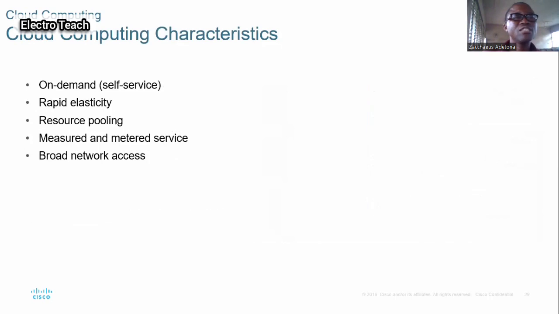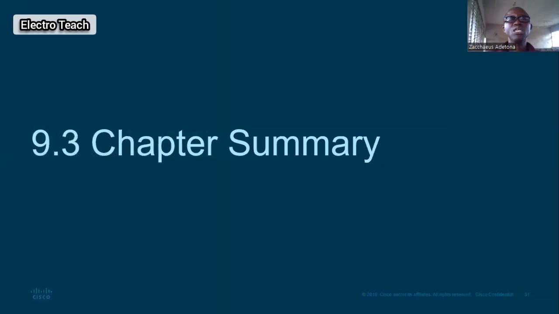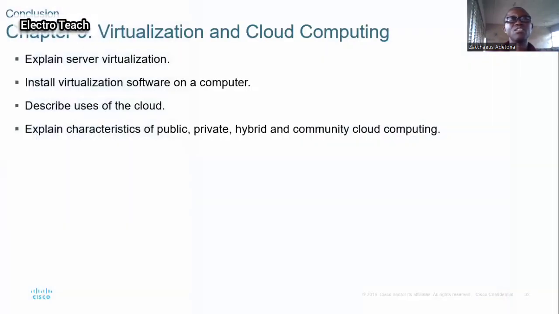We have 5 characteristics of cloud computing. One, on-demand self-service. Second is rapid elasticity. The next one is resource pooling. The next one is measured and metered service. Then the last one is broad network access. Cloud computing services are able to provide various types of these computing characteristics. So that is virtualization and cloud computing.